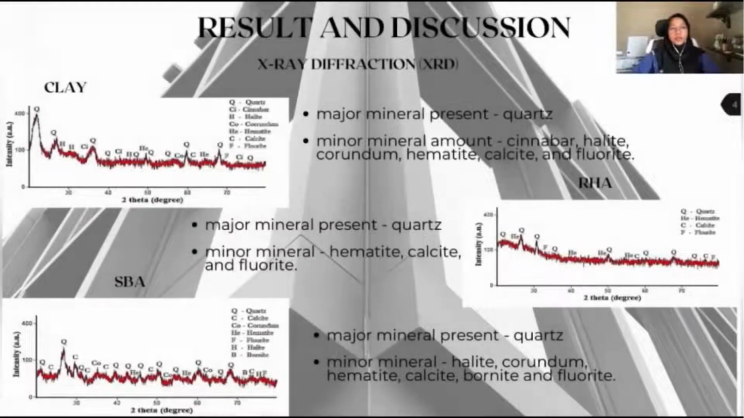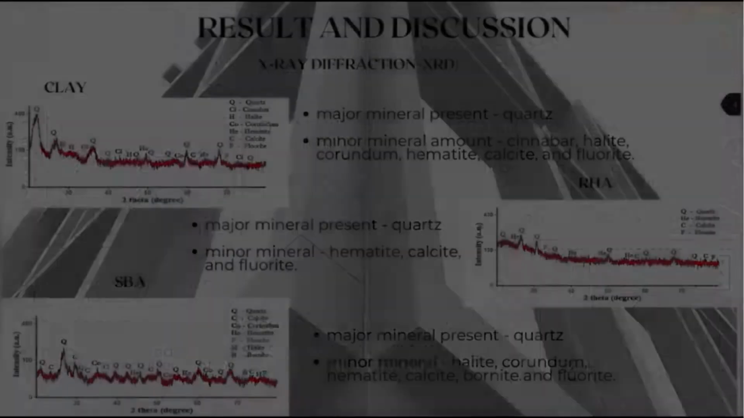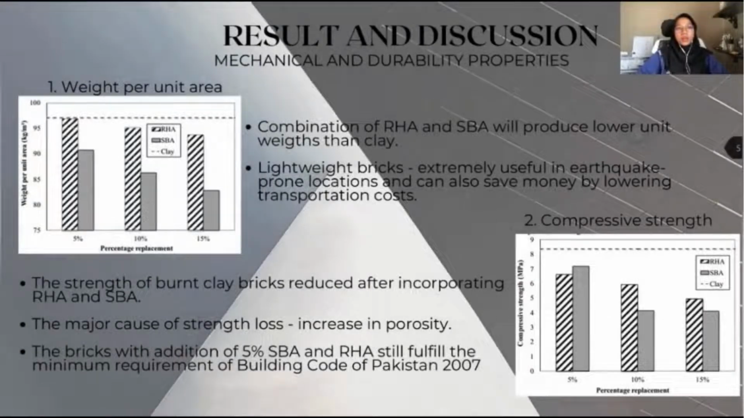For X-ray diffraction, XRD, for clay, the major mineral present is quartz, while the minor minerals are cinnabar, halite, corundum, hematite, calcite and fluorite. Next, for RHA, the major mineral present is quartz, while the minor minerals are hematite, calcite and fluorite. And lastly, for SBA, the major mineral present is quartz, while the minor minerals are halite, corundum, hematite, calcite, bornite and fluorite. Next, for mechanical and durability properties.